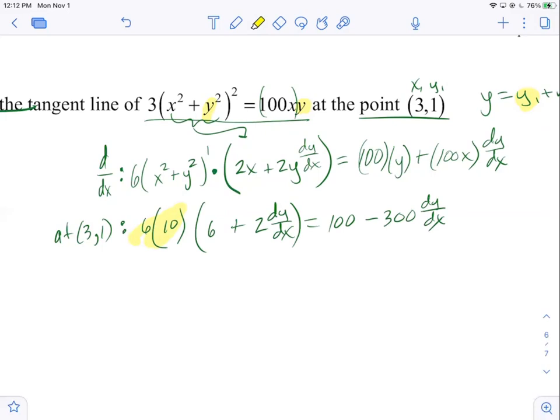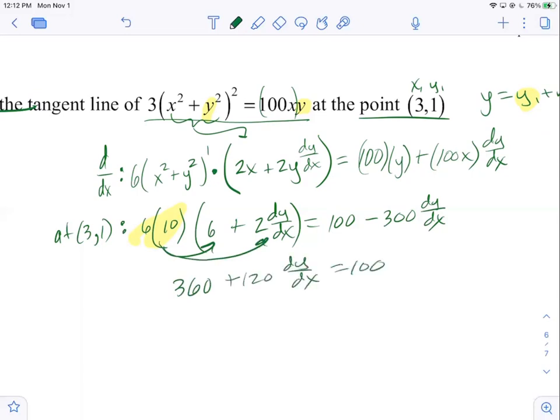Here's the deal. I still have to do the exact same algebra to get my dy/dx's together, but now I'm doing it with a number instead of this entire 6 quantity x squared plus y squared. I have to distribute the 60 all the way through, but it's a lot easier. Let's go ahead and distribute the 60. 60 times 6 is 360. 60 times 2 is 120.